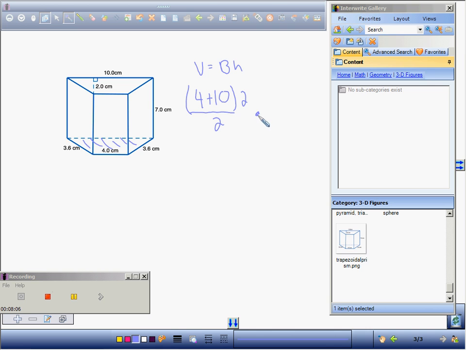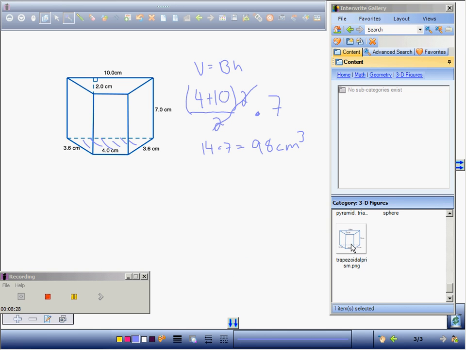Now I'm going to multiply that times the height. And what's nice here, this goes away here. And I get 4 plus 10 times 7, which is 14 times 7, which is 98. And that would be centimeters cubed. Yay! Okay. So the next thing we're going to do, we're going to go backwards a little bit.